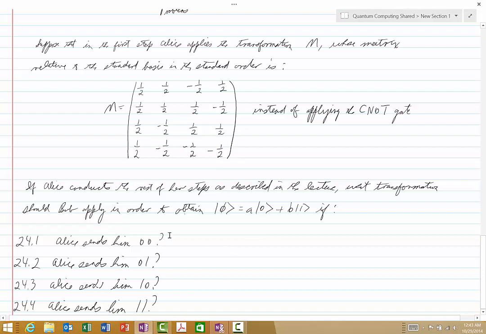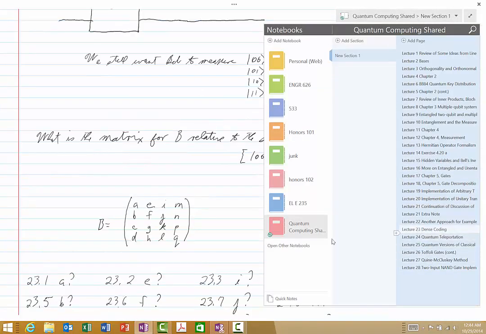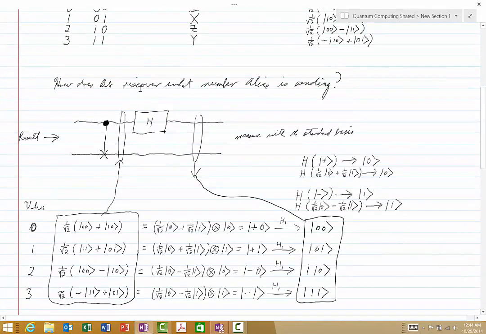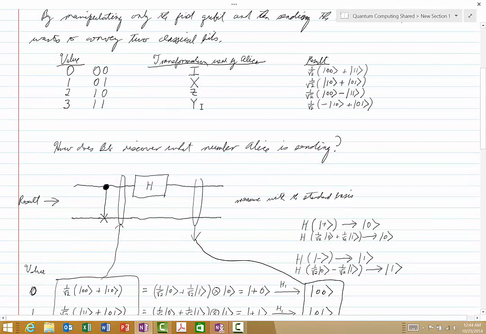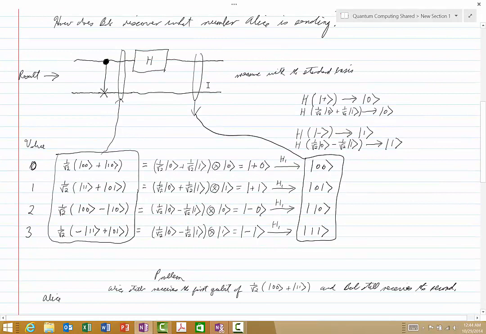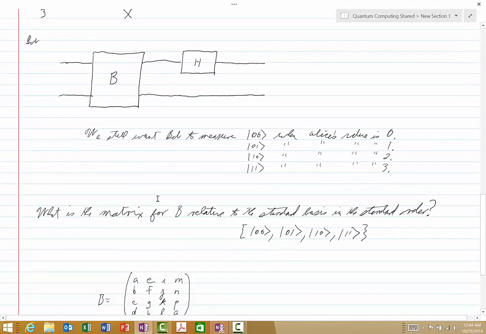And you will remember that the answers here turned out to be exactly these: I, Z, Y, X, instead of what Bob would usually have, which was I, X, Z, Y. So this makes it look even more like the quantum teleportation and dense coding algorithms are inverses of each other. So those were two notes that I wanted to make sure you had caught, two observations.